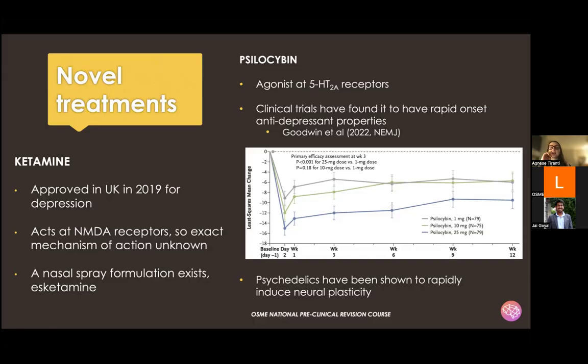While psilocybin is an agonist at the 5-HT2A receptor, phase 2 clinical trials have found it to be effective, although it's important to note this study did not use a placebo. They only compared different concentrations of psilocybin. This is a potential point of criticism. And they've been shown to induce neuroplasticity.